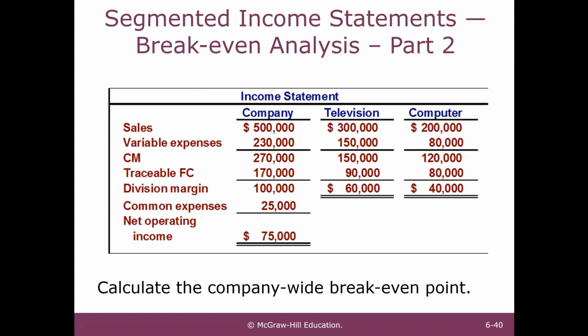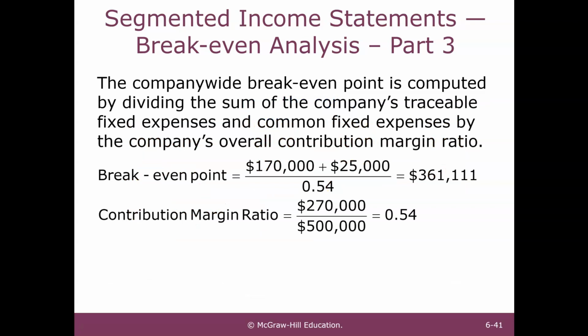Okay, let's look at the break-even point. We've worked with the break-even point before. The only difference here is to get the break-even point in dollars, you take the fixed cost and divide it by the contribution margin ratio. The difference here is we have two fixed costs. You want to make sure that you take the total traceable fixed costs and add the common fixed expenses to it as well.